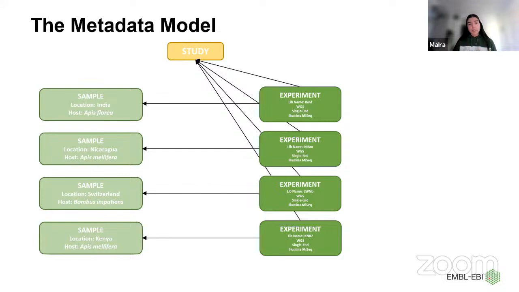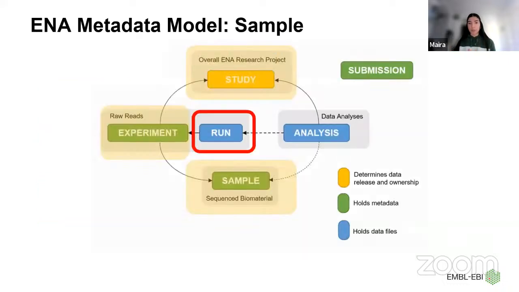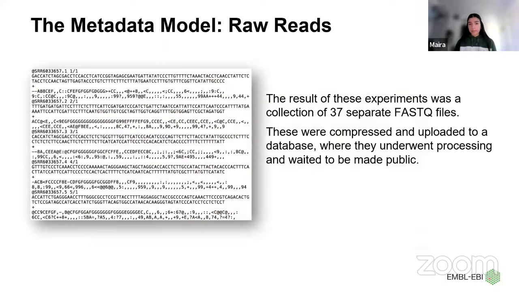Now, experimental metadata includes things like library layout, the sequencing machine, the platform that you used. And these metadata values are actually provided when you're submitting your data files. So you register your experiments and your reads at the same time, and I will show you that in just a minute. Moving on to runs.